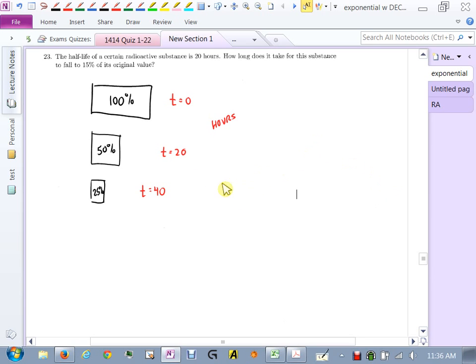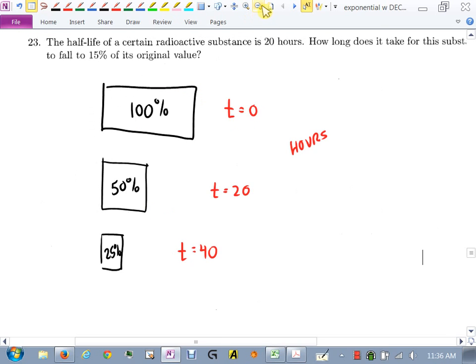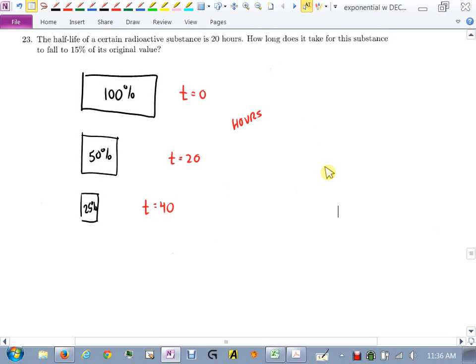Okay, so here we go. This was our problem, right? We were trying to figure out how much of this stuff was there. So let's write down the model. Do we know anything here? Half-life of a certain radioactive substance is 20 hours. How long does it take for this substance to fall to 15% of its original amount? Remembering that we're going to use this model, we need to come up with K, right? We need to find K so that we know the decay constant for this thing.